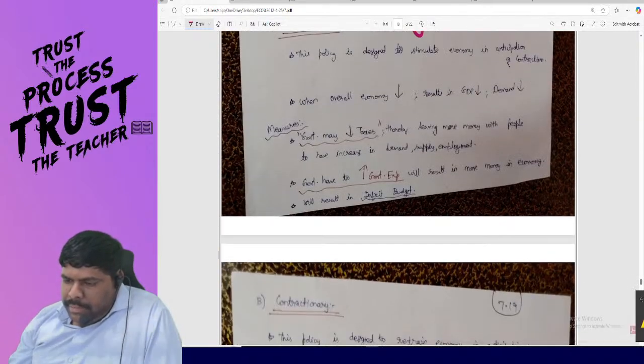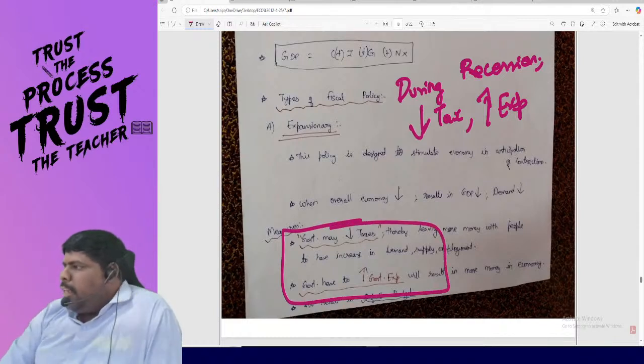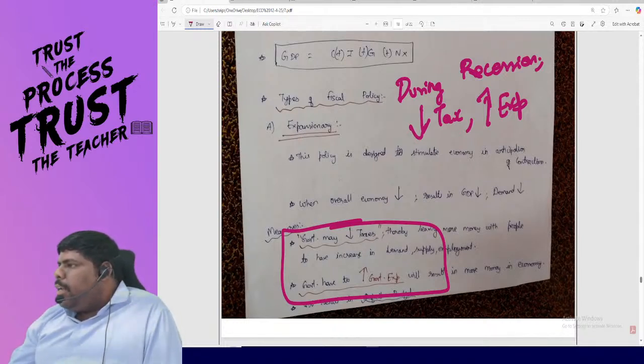Contractionary, isn't it? Here it is. Questions like this keep following in the exam. The government will decrease the tax and increase the expenditure with the main aim of making the money available to the common person. மக்கள் கிட்ட காசு அதிகமா இருந்தா, indirectly they will purchase more goods, there will be more sales and the economy will become stable.